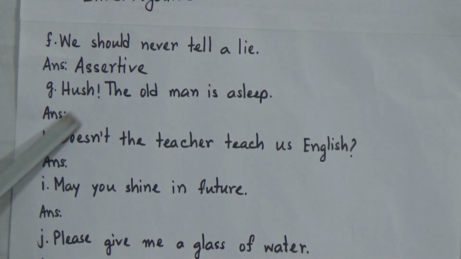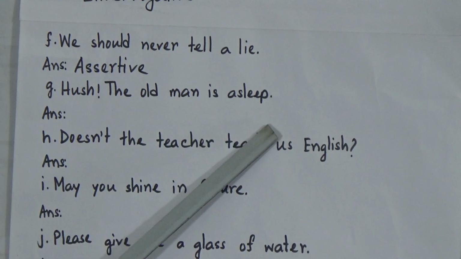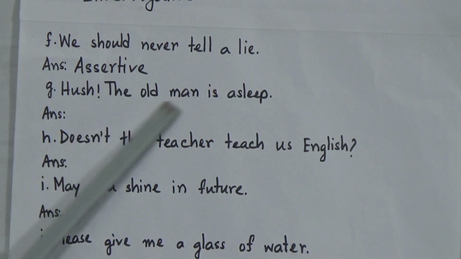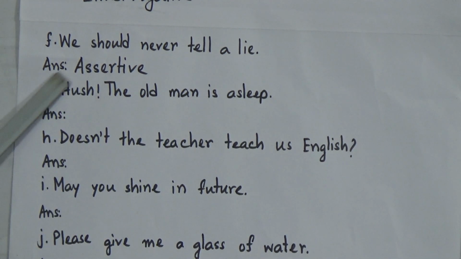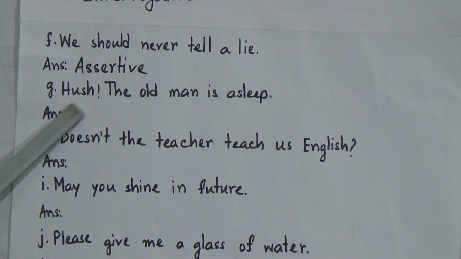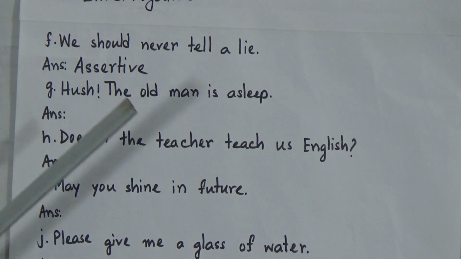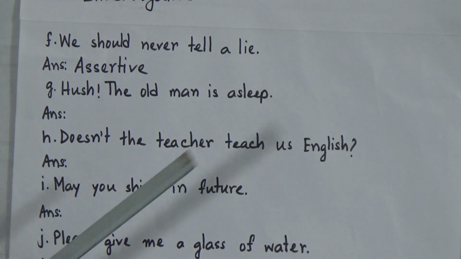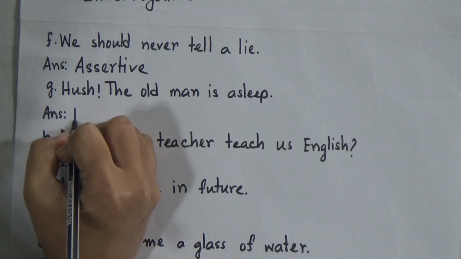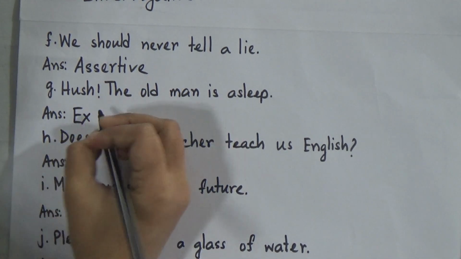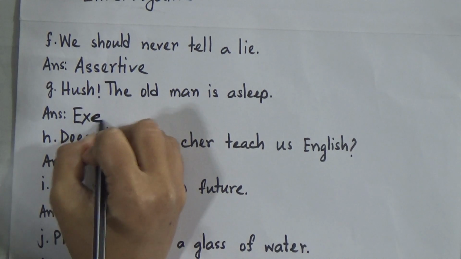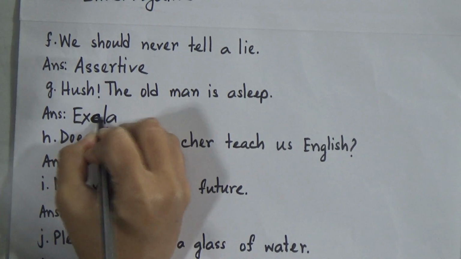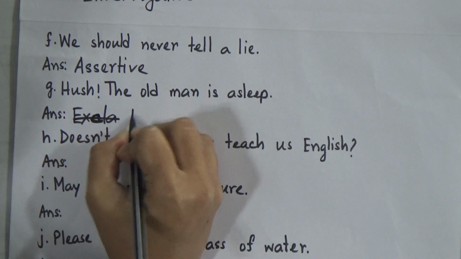Now number G, hush, the old man is asleep. Hush, the old man is asleep. Now look after the word hush, and we use this type of word in exclamatory sentences, right? And now look, there is an exclamation mark also. So this sentence will be an exclamatory sentence. And there is a sudden expression of our emotion. Sorry, it will be C. Okay, let me write it again.